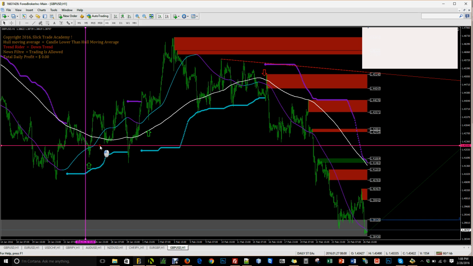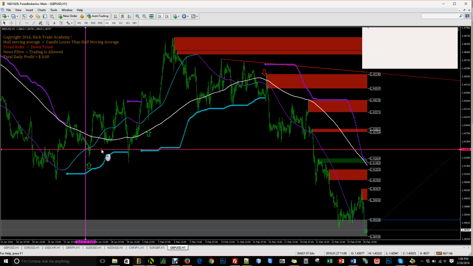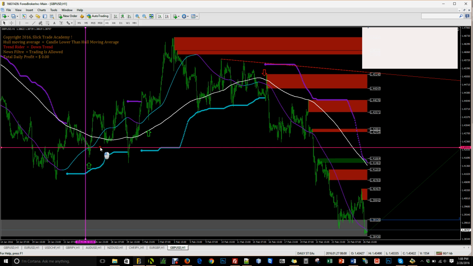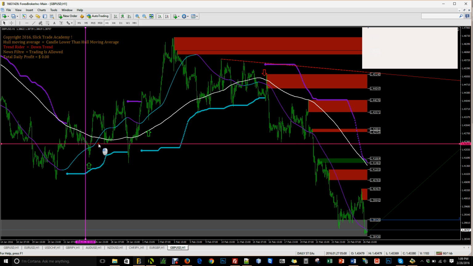Actually, I probably would have said it right about there is where I would have entered, because that's a previous support level. There's a couple right in here. There's one right there, one right there, right about in there. So you could have entered at any one of those, really, this range essentially. But that's what I would have waited for, the retracement back toward that Hull Moving Average. Then go for the long buy.